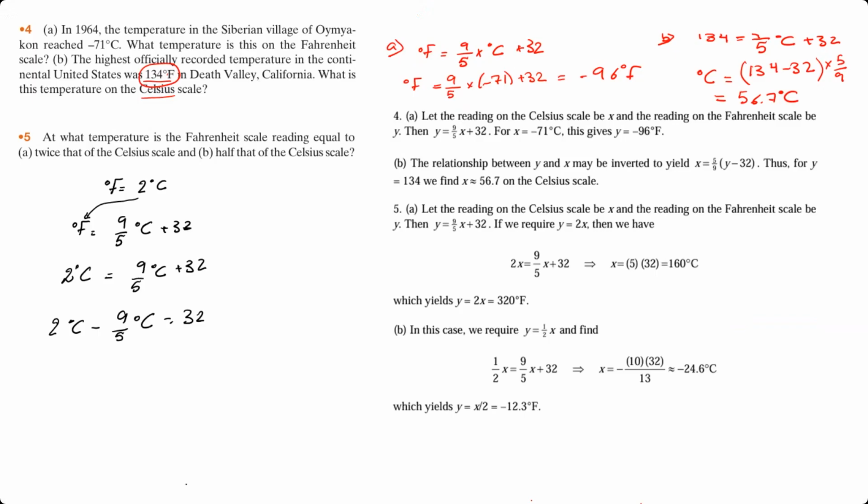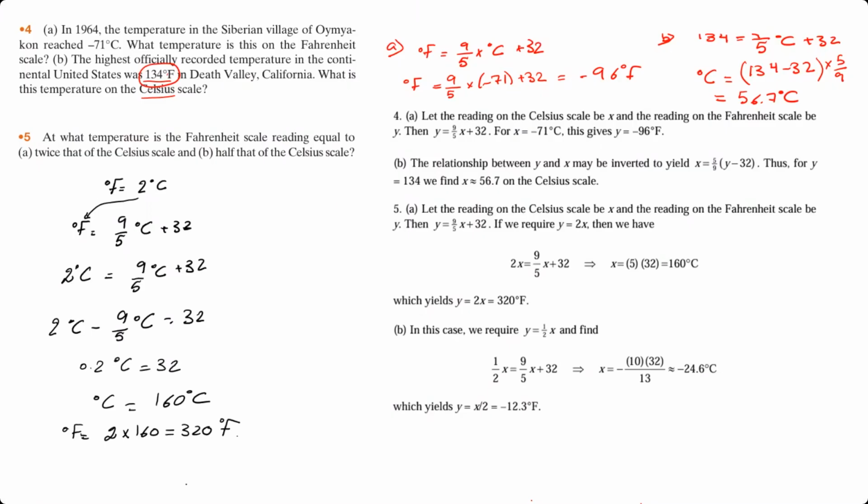I have 2 minus 9 divided by 5. This is 0.2, hopefully. And I got that the temperature is 160 degrees Celsius. So when the temperature is 160 degrees Celsius, the Fahrenheit temperature is going to be twice that, which is 320 degrees Fahrenheit. Does this make sense?